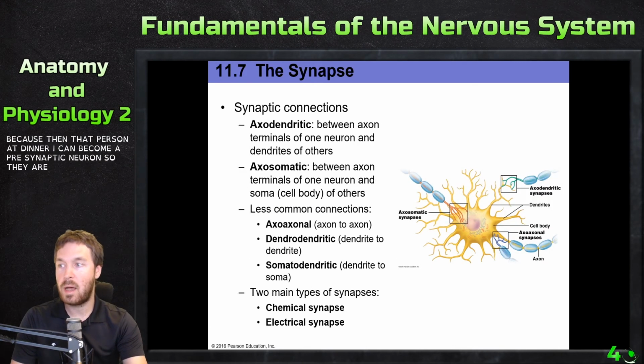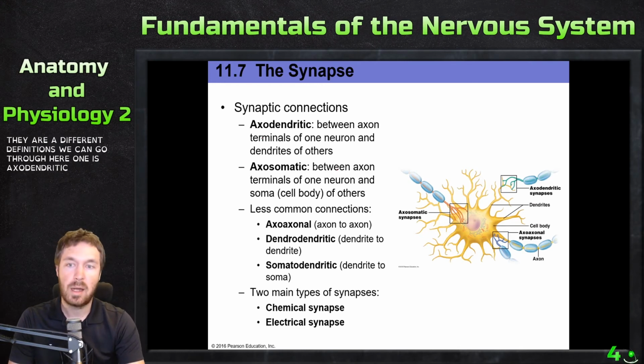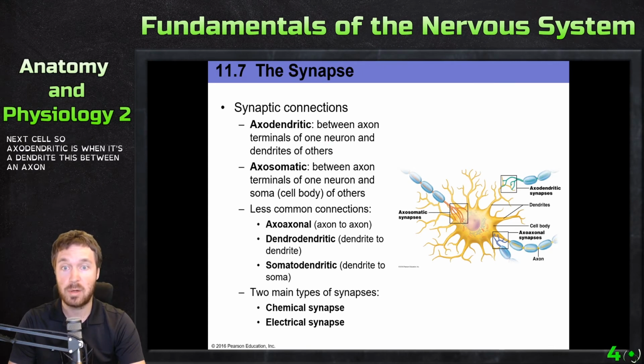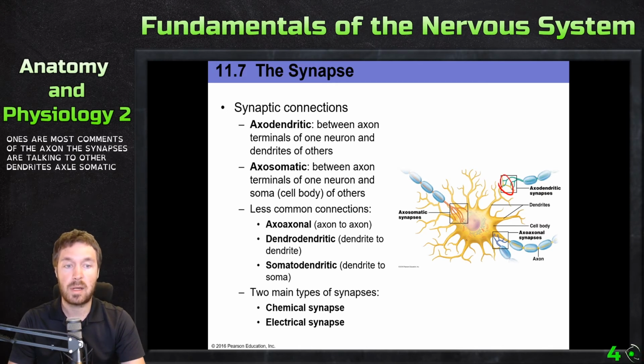So there are different definitions we can go through here. One is axodendritic or axosomatic. So how these synapses connect to the next cell. So axodendritic is between an axon terminal in one neuron and dendrites of another. So here, these ones are most common. So the axon synapses are talking to other dendrites. Axosomatic is when it goes on to the cell body or the soma.